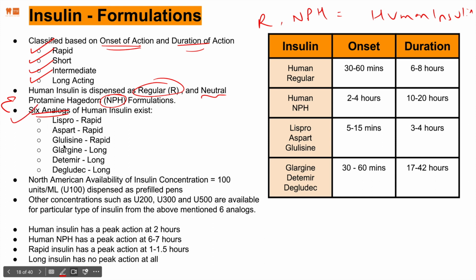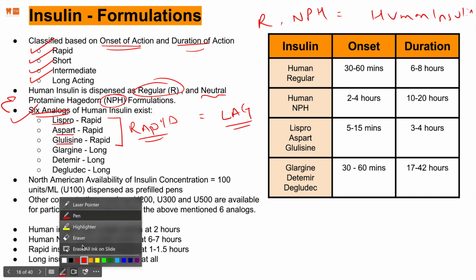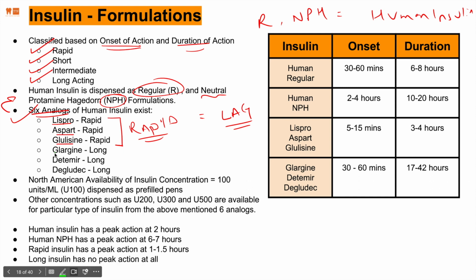Lispro, aspart, glulisine. These are rapid acting. Okay, so remember, in this case, lagging is not slow. Lagging is rapid. Lispro, aspart, glulisine. Then there are long-acting ones. Long-actings are glargine, detemir, and degludec, which are long-acting, which is DDG, LAG, DDG.